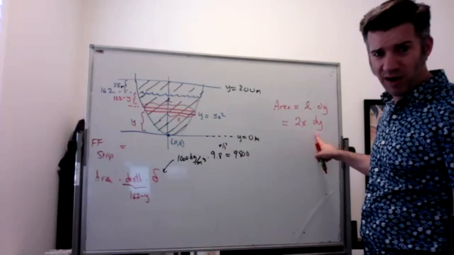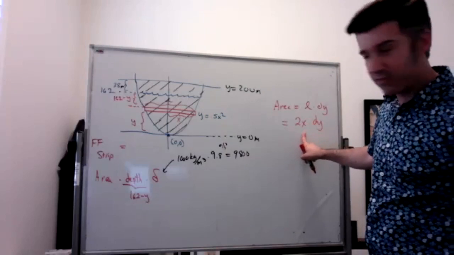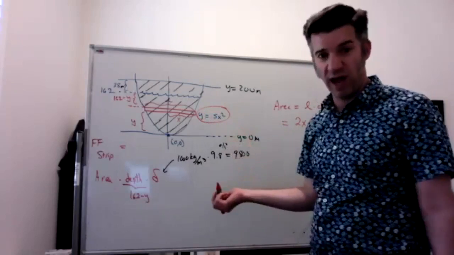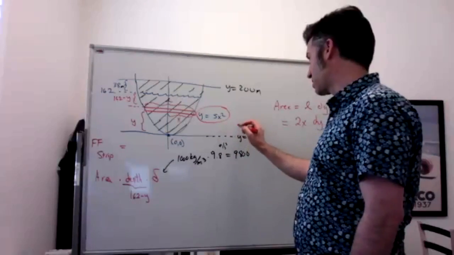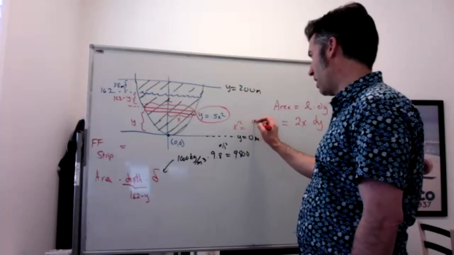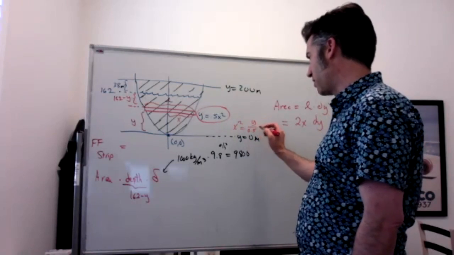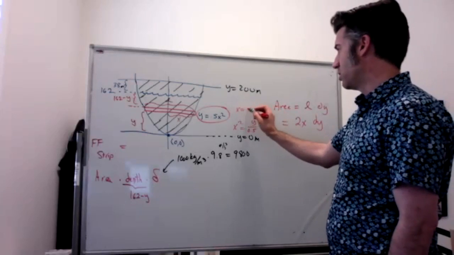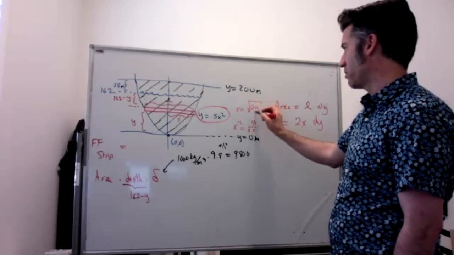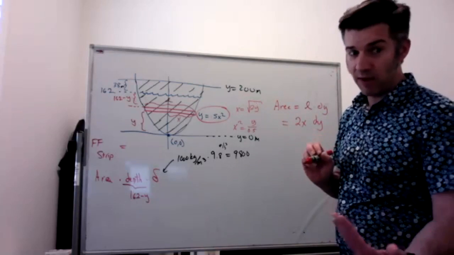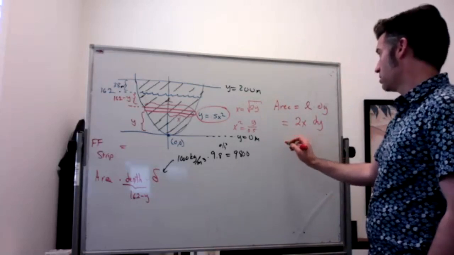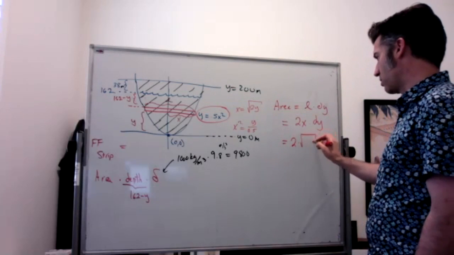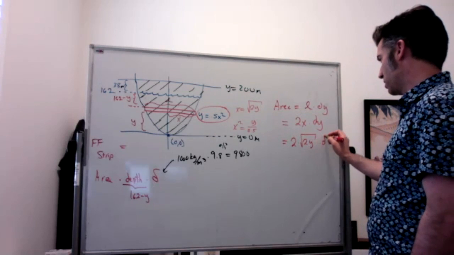What's the problem here? I'm going to integrate with respect to y. I don't want to have x's. So I need to take this equation and solve for x. Looks like x squared equals y divided by 0.5, which is just 2y. So x is going to equal the square root of 2y. Stop me if you have questions. So the area of this strip is going to be 2 times the square root of 2y times dy.